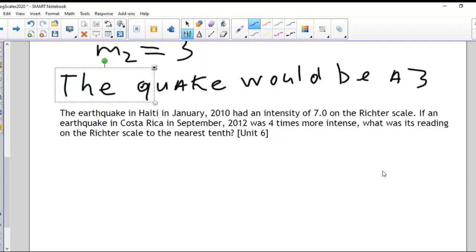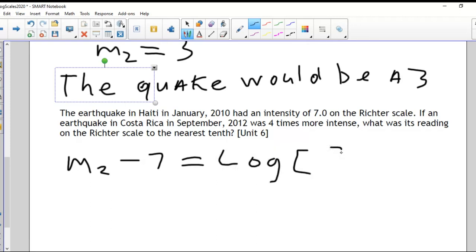Okay, Natasha. Earthquake in Haiti, January 2010, was a 7. I mentioned that before. Costa Rica had one in September of 2012, so 2.5 years later, which was 4 times more intense. What was its reading on the Richter scale to the nearest 10th? Let's just follow what we've always done, which is I'm going to put the more intense one first. So we're going to put that as being my M2. I'm going to subtract from that the 7, because 7 represents the less intense one. And that's equal to the log of the ratio of intensities. And there's a 4-to-1 ratio on that, 4 over 1 if you like.